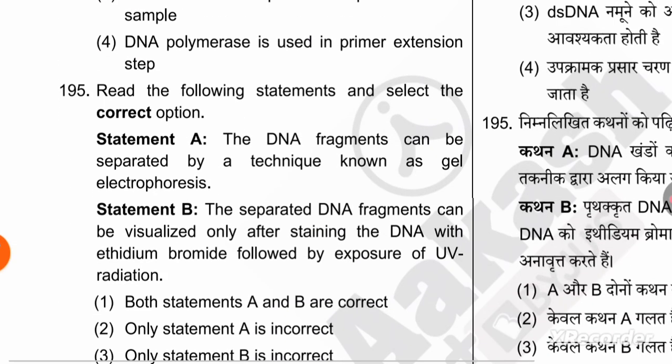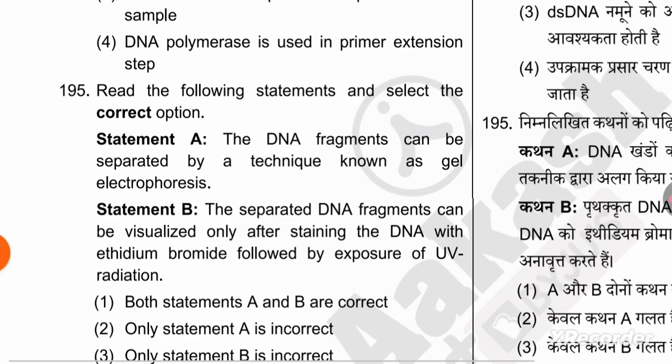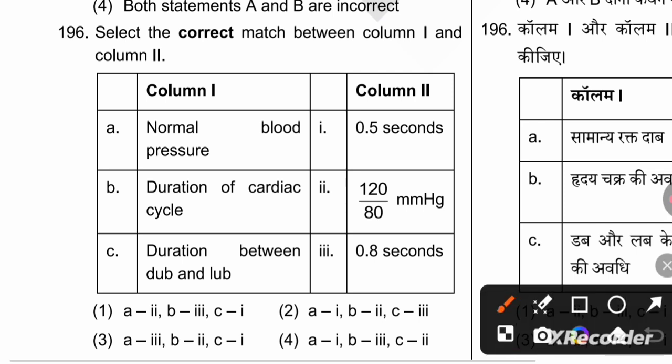Read the following statements and select the correct option. 195th question. Statement A, DNA fragments can be separated by the technique of gel electrophoresis. Right. Statement B, the separated DNA fragments can be visualized only after staining the DNA with ethidium bromide followed by exposure to UV light. Both statements are right here. Now we need to match column 1 with column 2. Normal blood pressure is 120 by 80 mm of Hg. Duration of cardiac cycle is 0.8 second. Duration between lub-dub is 0.5 seconds. So option 1 is the right answer for this question.